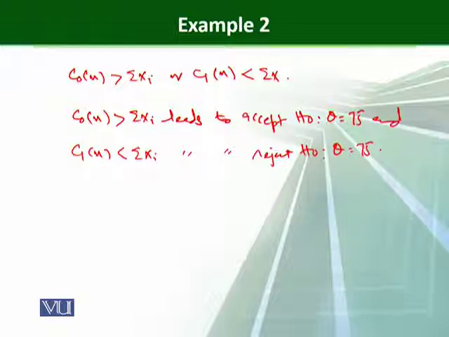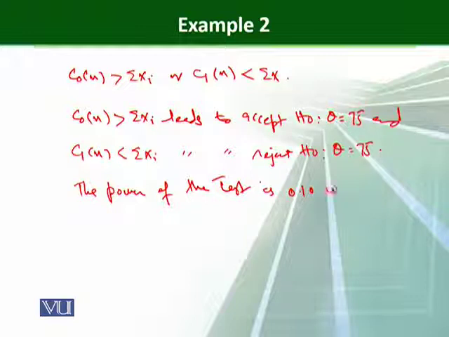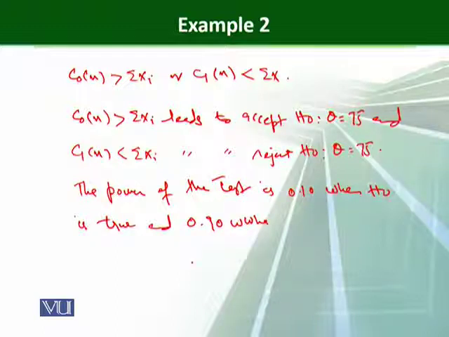The power of the test is 0.10 when H naught is true and 0.90 when H naught is false.